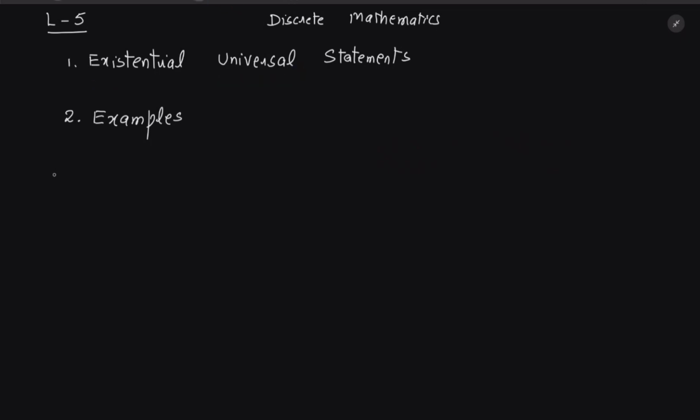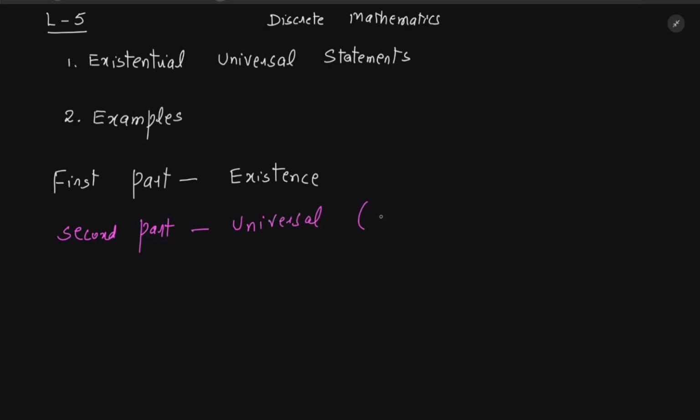So, in summary, the first part gives us the existence of something, and that something is coming from the set. The second part tells us that the existence of something, some element, has universal value. It is universal. So the keyword is "for all". And for existence, there exists some value. There exists something.